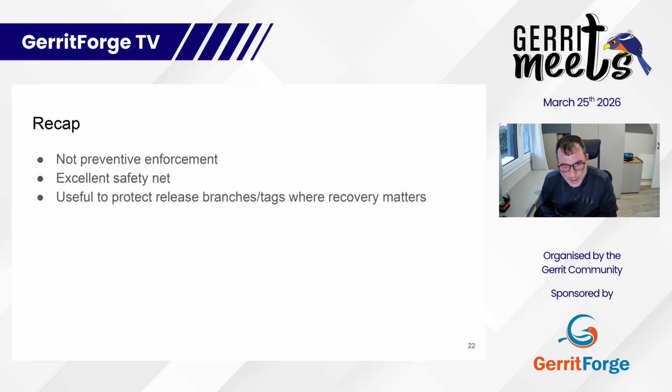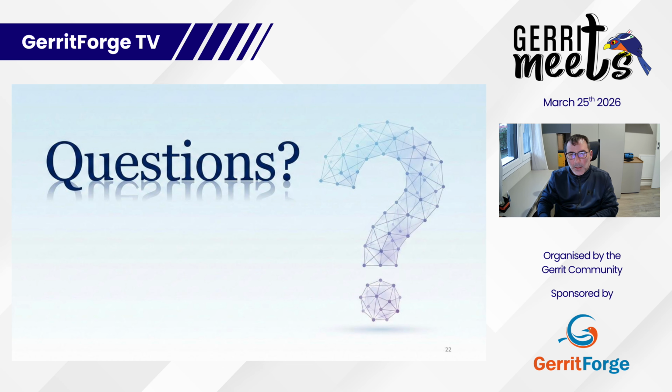Just to recap, what this plugin gives you is not a preventive enforcement, as we said, like an ACL could be. It's a really good and cheap safety net, as we've seen. And again, it's useful to protect release branches or tags where you really need to be quick when recovering them, not to create any outage or any disruption in your CI/CD system, basically. Any question?